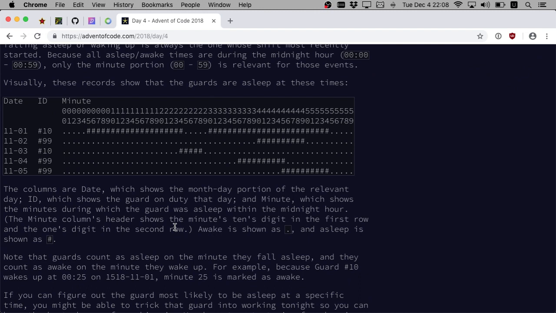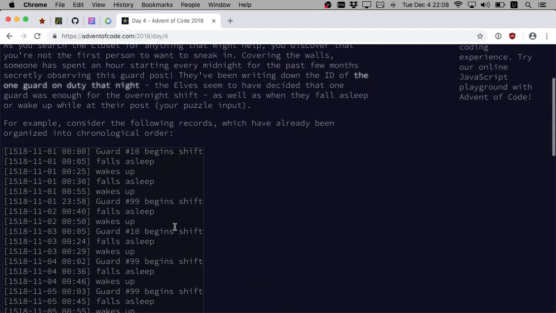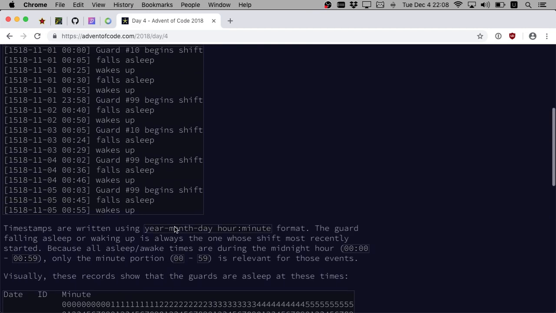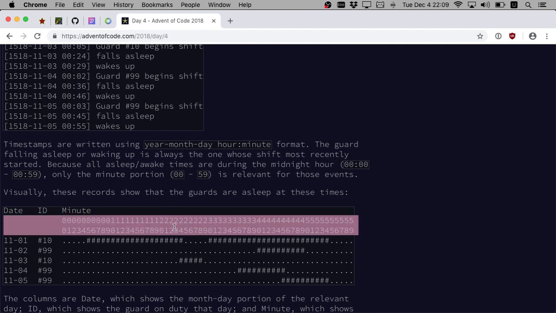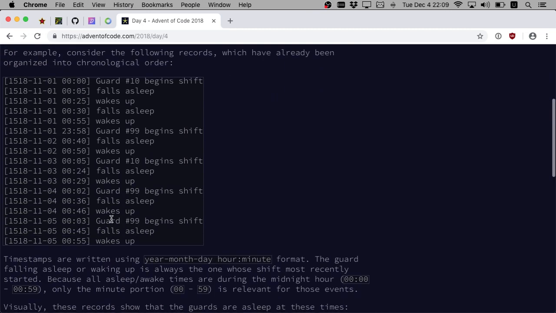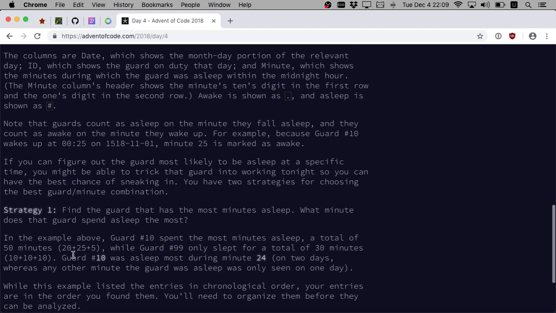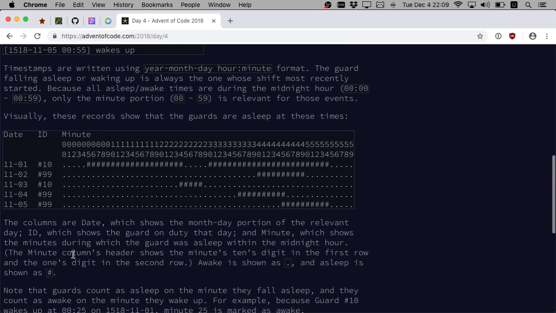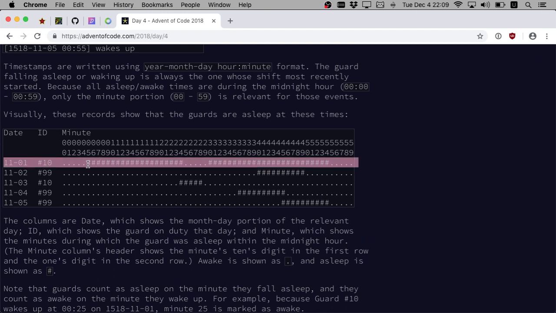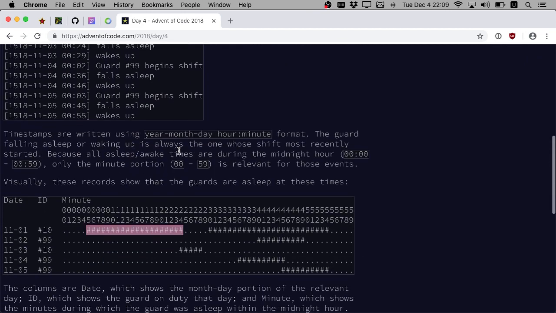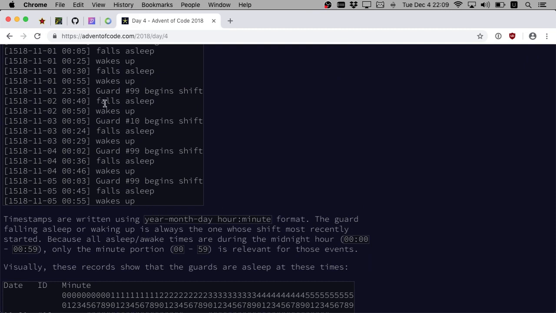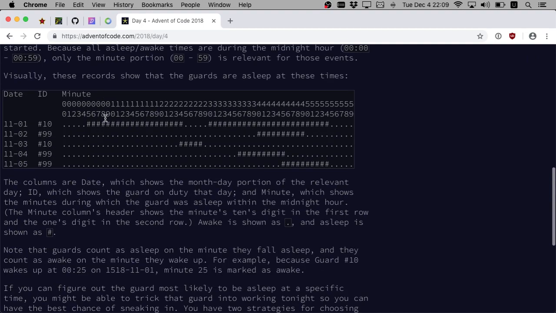The columns are date, which shows the month's day portion of the relevant day. So day from 1 to 5, day 1. Yeah, I don't understand this, I guess. The date shows the month's day portion of the day, ID shows the guard on duty of the day, minute shows, oh okay, this is day 1, the guard is number 10, and these are minutes that he falls asleep. From 00 to 59. This one from 40 to 50. Yeah. Okay, now I get it.